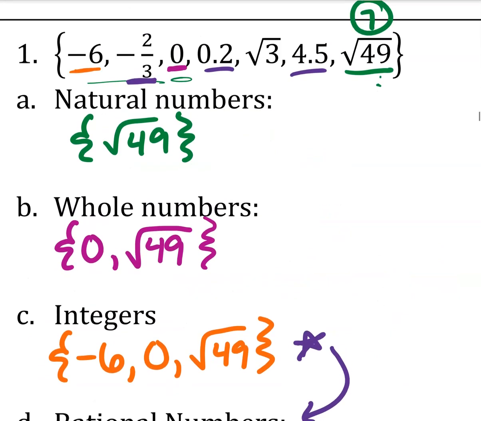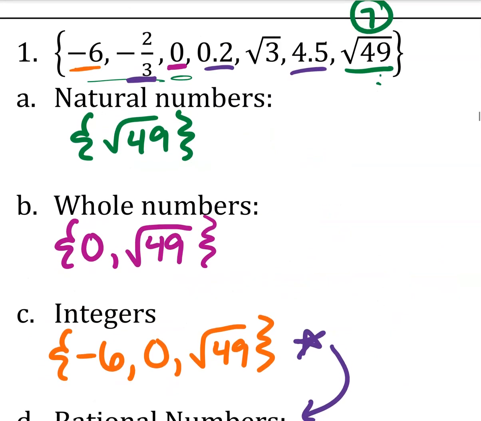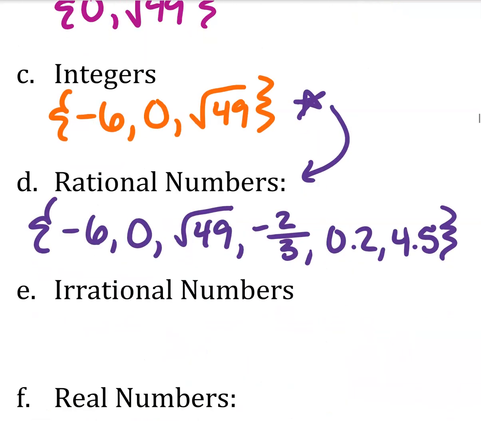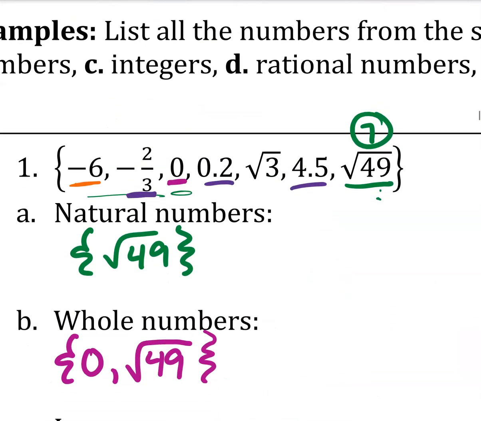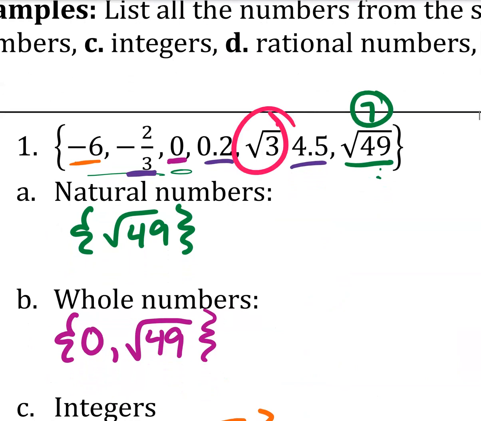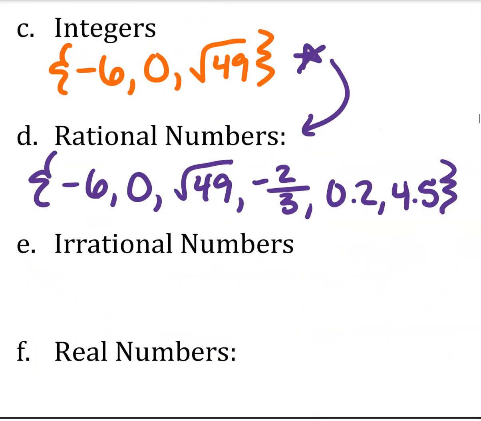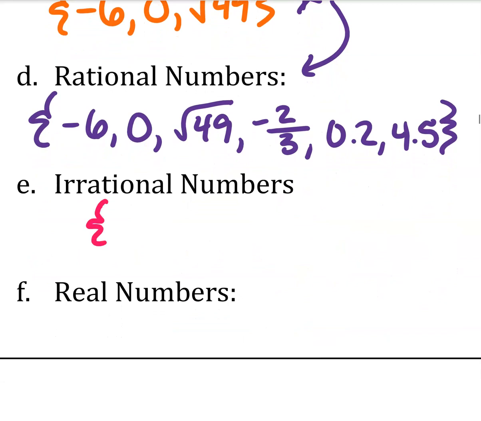Okay, notice how I didn't put this square root 3, because if you put square root 3 in the calculator, it's a nasty decimal. It goes on and on and on forever and ever. So we don't really like that one. Okay, cool. So anything that is not a rational number is an irrational number. So I pretty much listed everything right here. The only thing I didn't list was that square root 3 that I just talked about. So that's going to go in the irrational set, and it's going to be the only thing in the irrational set.